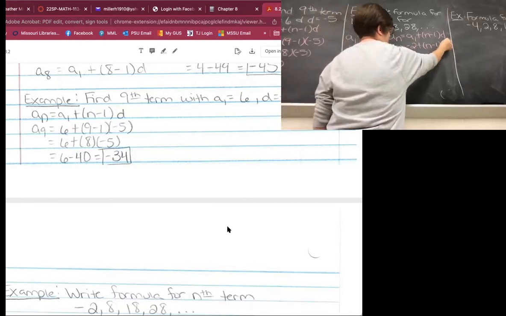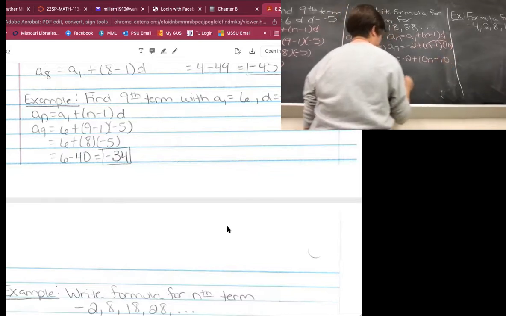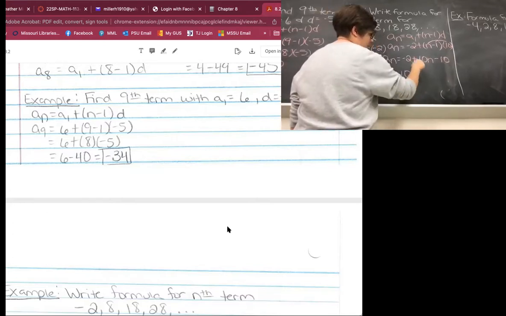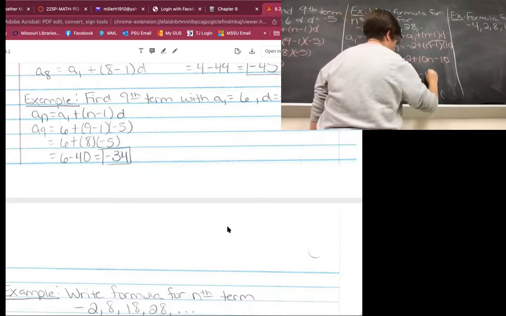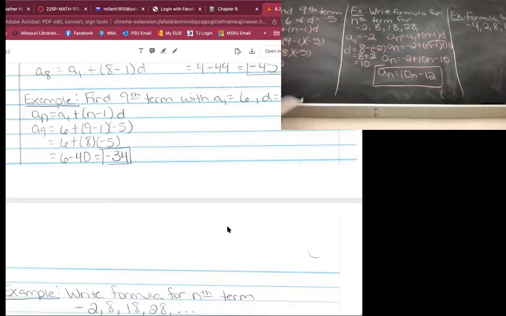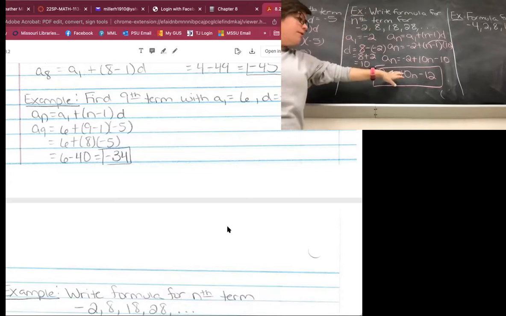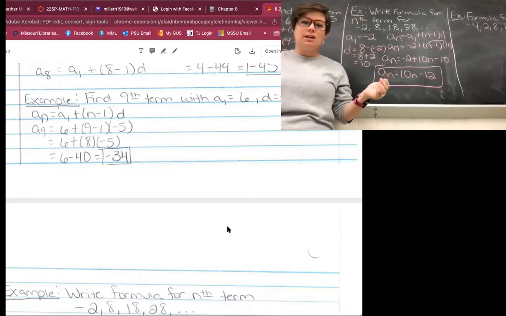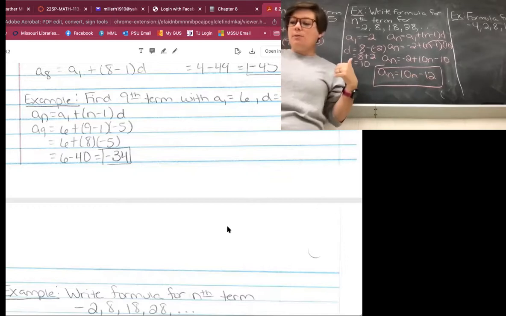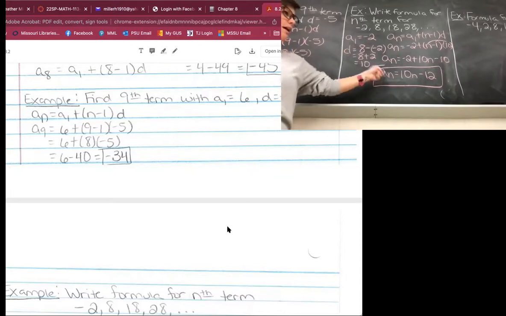So a sub n equals -2, and then I'm going to distribute this 10 into my parentheses, so it'll be plus 10n minus 10. So a sub n equals 10n, and then I have -2 and -10, which is -12. So right there is our general formula for this specific arithmetic sequence. Now with this, I can find any of the terms that I needed. If I needed to find the 12th term, I would just type in 12 and I would be able to come up with it. If I had to find the 1200th term, I could do that as well. And so this makes it a lot nicer.